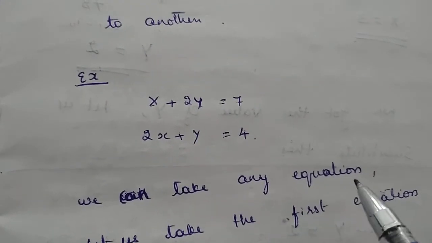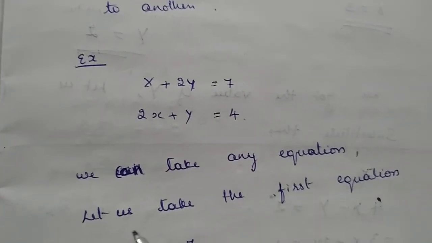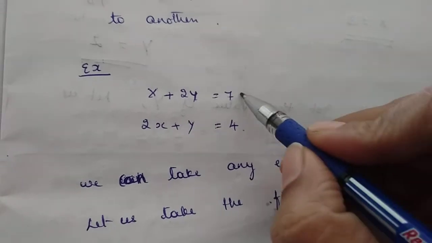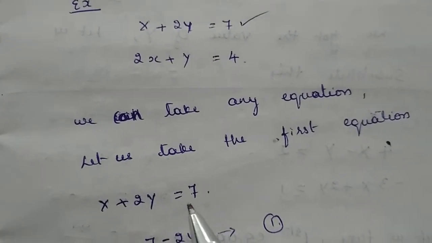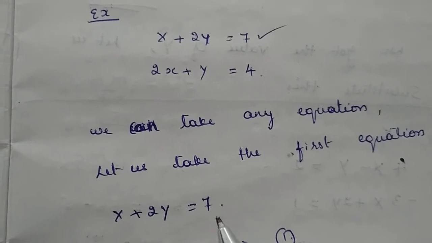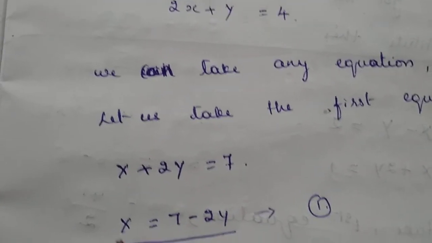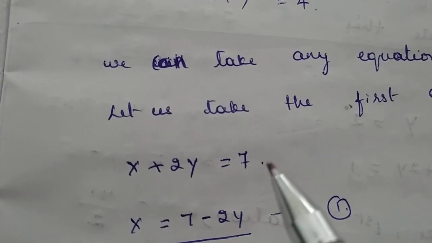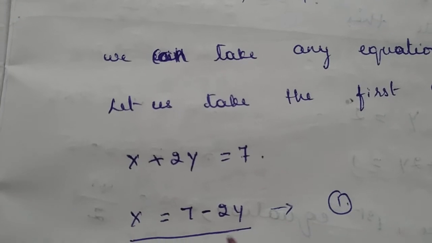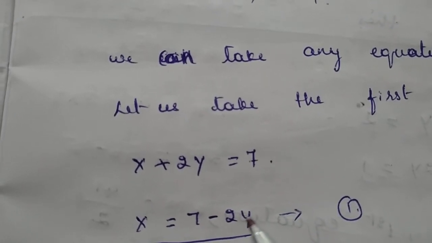We can take any one of these equations. Yavadadru ಒಂದು equation ತಗೊಳ್ಳೋಣ. Let us take the first equation, that is x plus 2y is equal to 7. So let us see what is the value of x here. So then x is equal to 2y plus iradu equals ಆ ಸೈಡ್ ಹೋದ್ರೆ ಏನಾಗುತ್ತೆ minus 2y. So x is equal to 7 minus 2y.